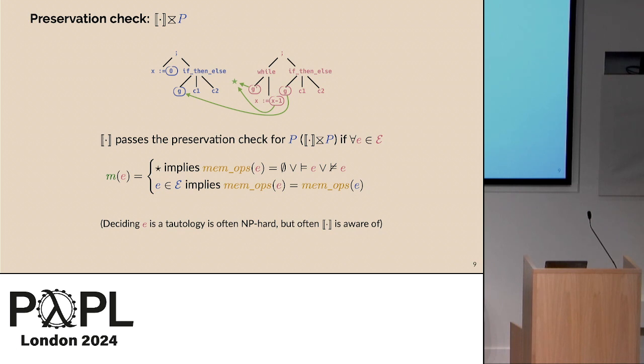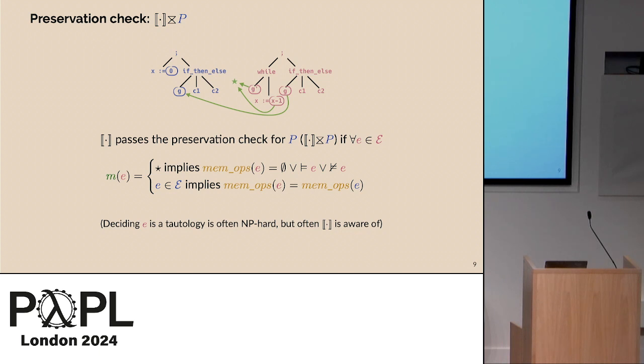So our preservation check is now ready to be revealed, and it goes as follows. It's very simple. If the correspondence, so the function that tells you the correspondence between the source and the target, tells you that the expression is new, this star, then we require that the memory operation of the expression is empty, or, if this expression is a condition, we require it to be a tautology.